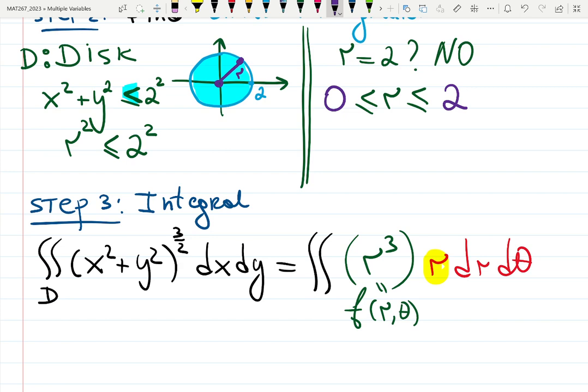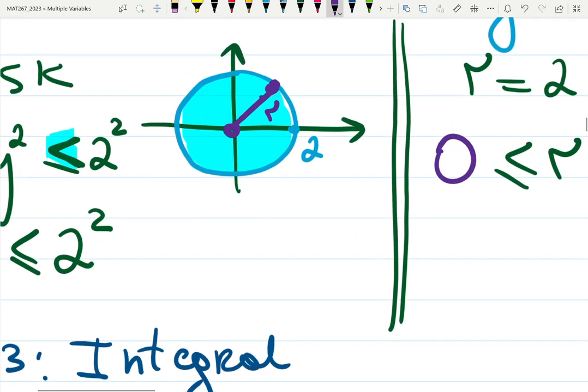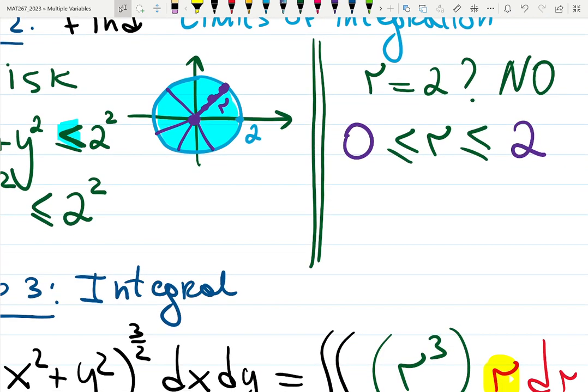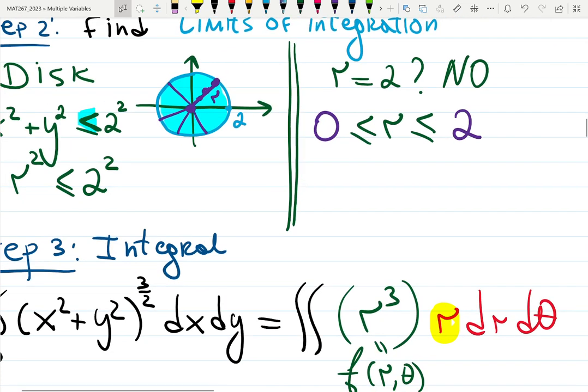It can be 2, 1/2, let me zoom in. 1/2, 0.3, 0. This is the same, this is the same. Those are all r's. R is limited from nothing. So the smallest part of the disk, the center, r equals 0, to the biggest part of the disk, which is the circumference, and circumference happens at 2.